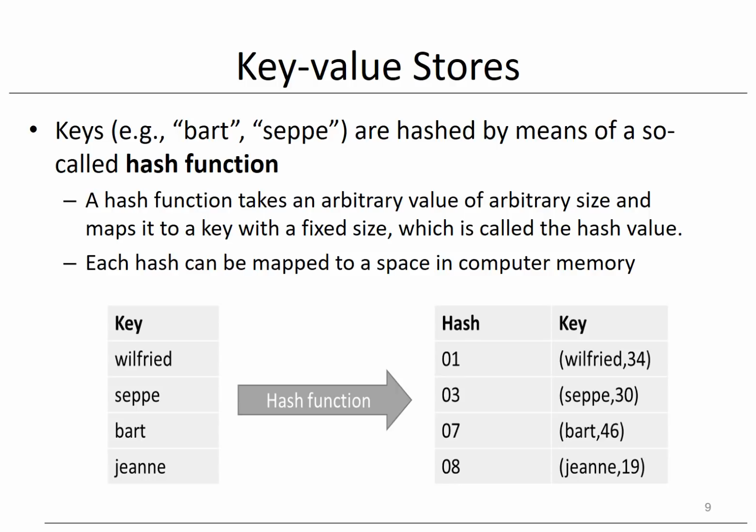We use a trivial hash function, which converts keys to a double-digit value. When storing the key value pair, BART 46, the hash value of the key will be calculated as hash(BART) equals 07. The value 46 will then be stored on address 07. Conversely, when a user wishes to retrieve the value for key BART, the lookup in memory can be performed immediately based on hash(BART) equals 07.